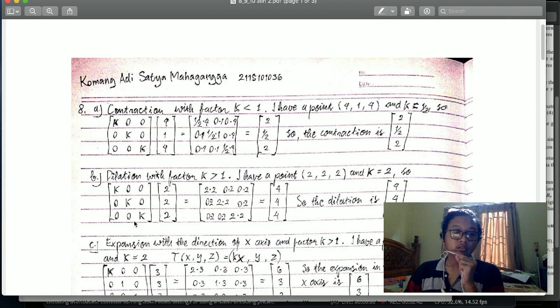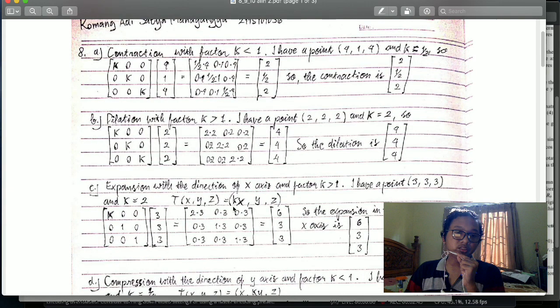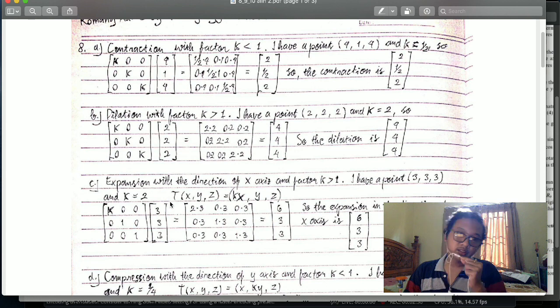For part C, we must determine the shadow of a point under an expansion in the direction of the x-axis with a factor k more than 1. So I have a point here, 3, 3, 3, and k equals 2. In x, y, z, since we go in the direction of the x-axis, we choose the x coordinate, which is multiplied by k.